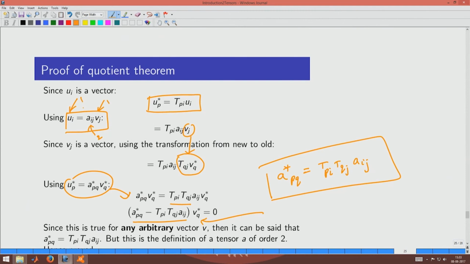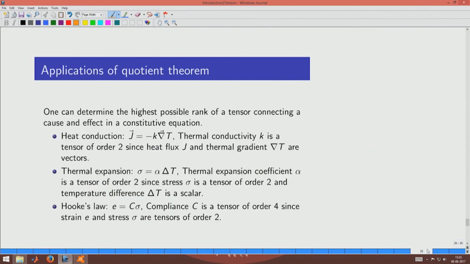So, which means that we can now go ahead and use the quotient theorem for things that we do not know as tensors to deduce that they are tensors. So, some examples are given here. Let us look at heat conduction, for example. Fourier heat conduction is given where heat flux is related to the temperature gradient in this manner, where k is the thermal conductivity.